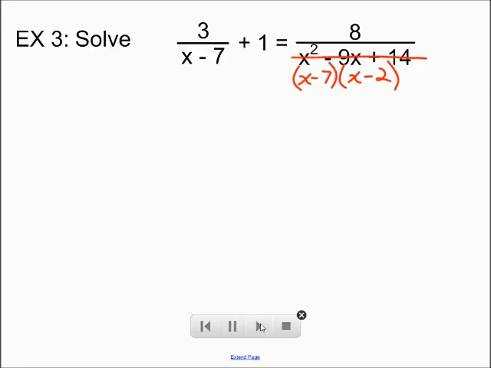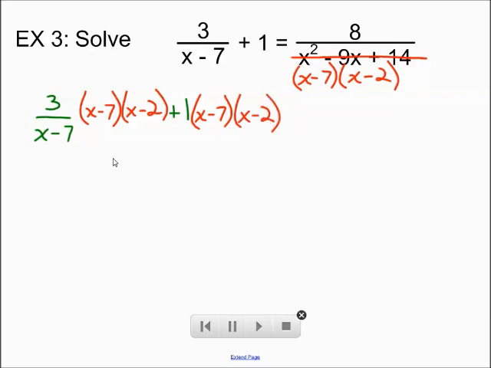That would be x minus 7 times x minus 2. So we'll take the first term and multiply that by x minus 7 times x minus 2. And we'll take the 1 and multiply by x minus 7 times x minus 2. And we'll take this 8 over x squared minus 9x plus 14 and multiply it by x minus 7 times x minus 2.